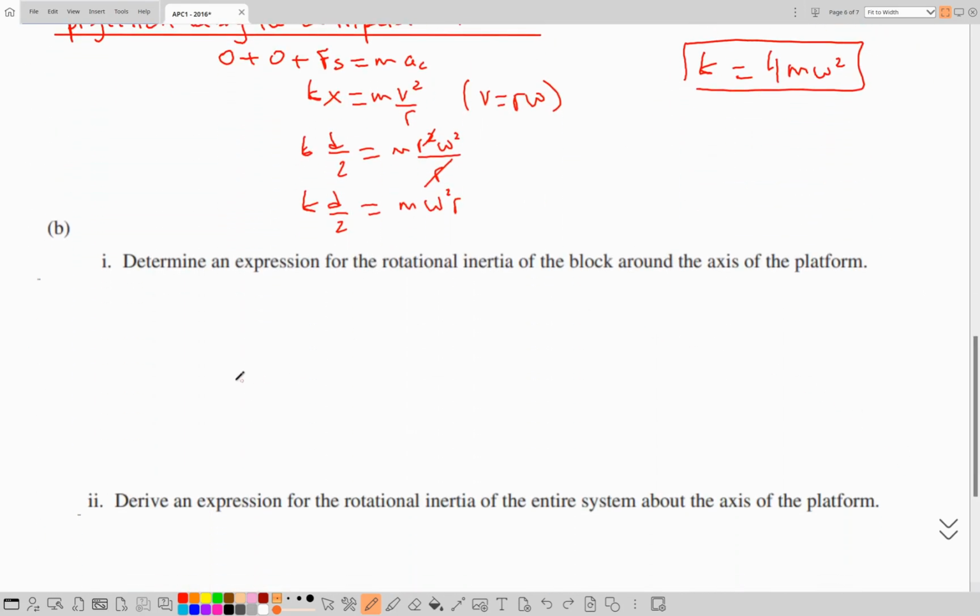And this requires no law. Then I will say that the rotational inertia of the block is given by m r squared, and that would be m multiplied by 2d to the power of 2, and that would be given by 4 m d squared. Then indeed the rotational inertia of the block solely is given by 4 m d squared.